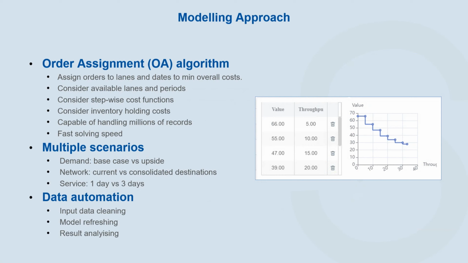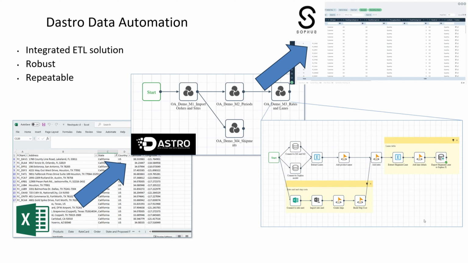Dastro seamlessly connects to raw input data sources and performs essential tasks such as data cleaning and formatting, preparing the data for model refresh. By using Dastro, users can streamline the process of input data preparation, saving time and effort. The tool automates the data cleansing and formatting steps, reducing the likelihood of human errors and ensuring consistent data quality for model analysis. Furthermore, Dastro offers the functionality to schedule regular runs, allowing for automated updates and refreshes of the model with the latest data.